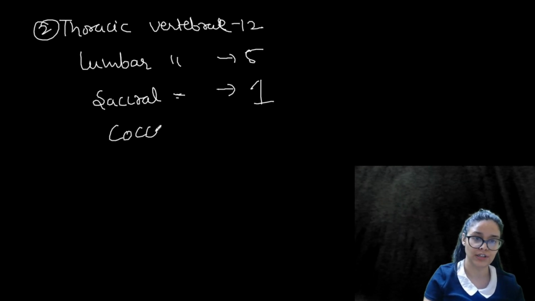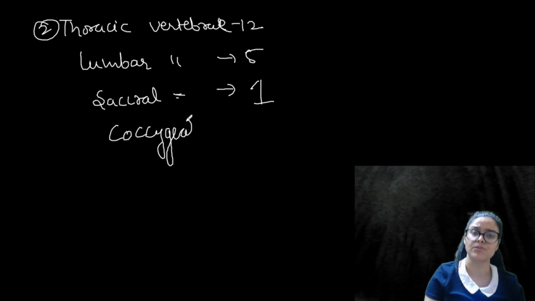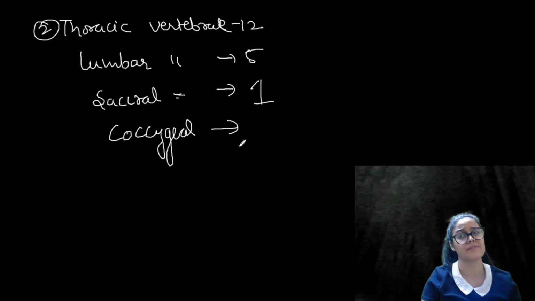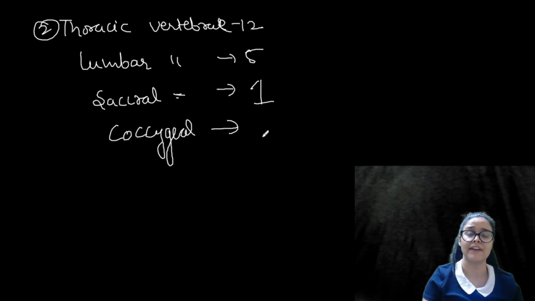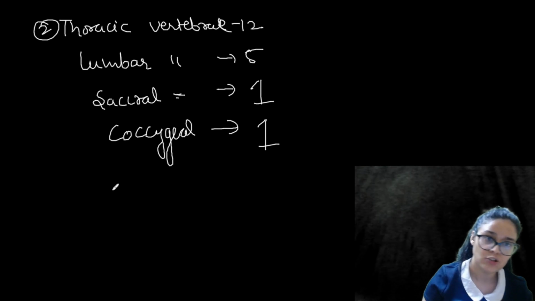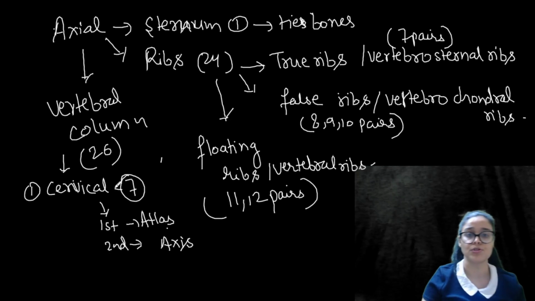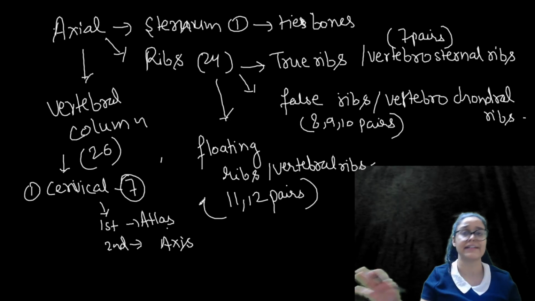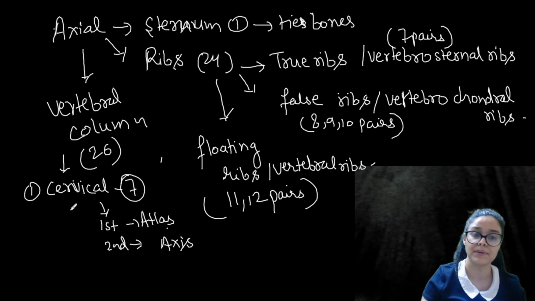And coccygeal also, the tailbone, is fused in us. In the embryonic stage there are 4 or 5 coccygeal bones, but we have only 1 fused form. So these are a total of 26 bones. Now we have completed our whole axial skeleton, right? That you have to remember.